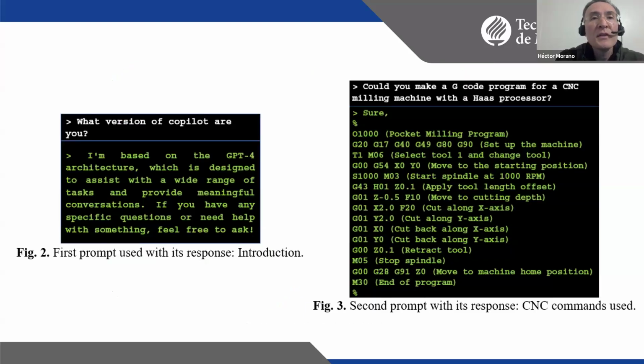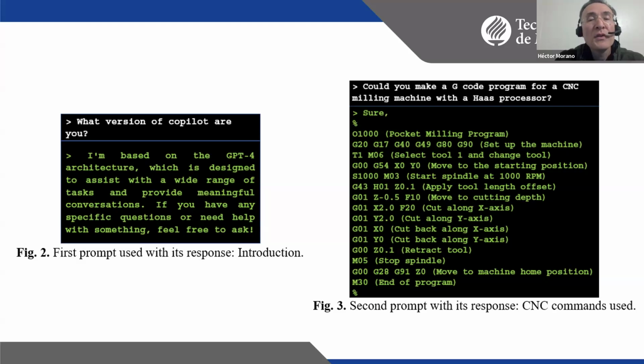So let's go to the first stage, find out when the LLM knew about CNC programming. Initially, to introduce the LLM to the context of CNC programming, it was asked about its version. Through prompt engineering, we questioned if it could generate CNC code for machining. We can see in figure 2 the first prompt used, as well as the response from the LLM.